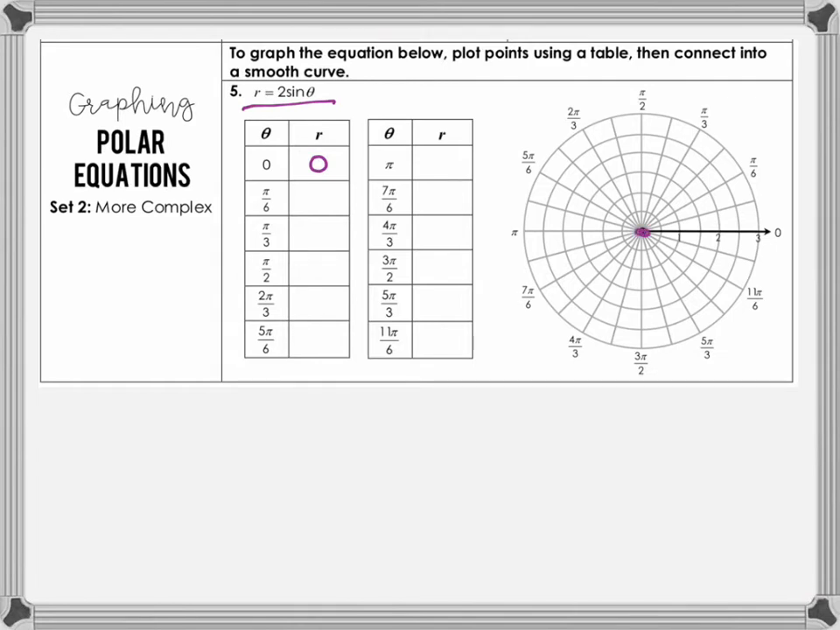So I'm going to do a point right there. I'm going to use red because you can see it better when I do my points. So let me erase this and put a red point right there.